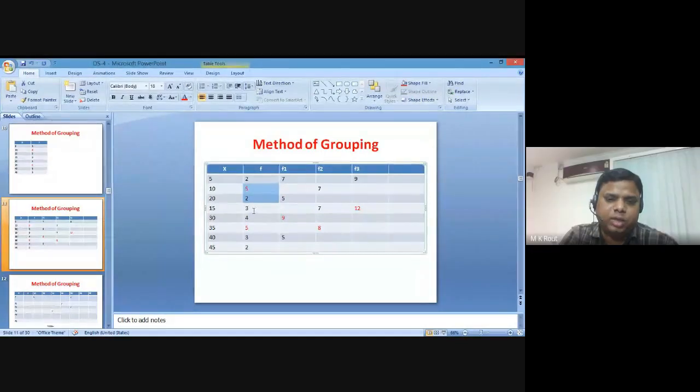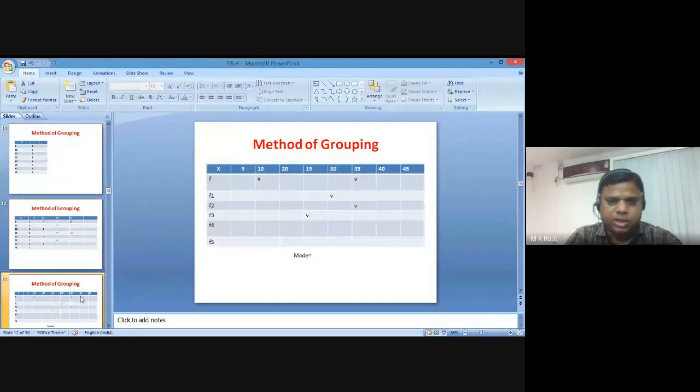Okay, similarly you can find the next one: 3 plus 4, that is 7. The next one is 5 plus 2, that is 7, 3 plus 4, that is 7, 5 plus 3, that is 8. So 8 belongs to 35. That's why I mentioned 35 here for F2.